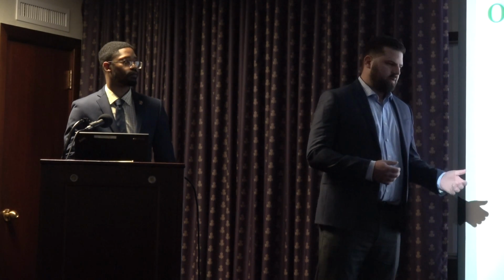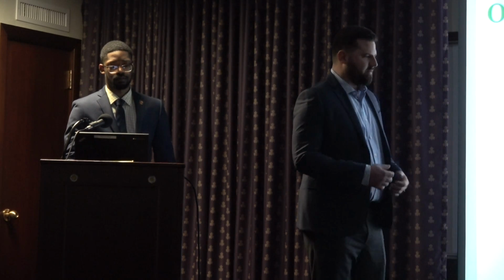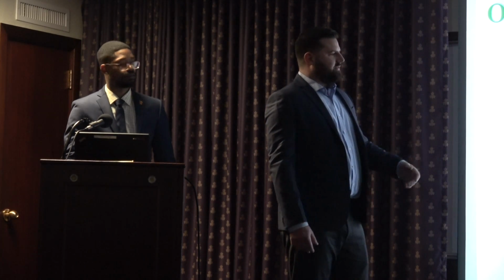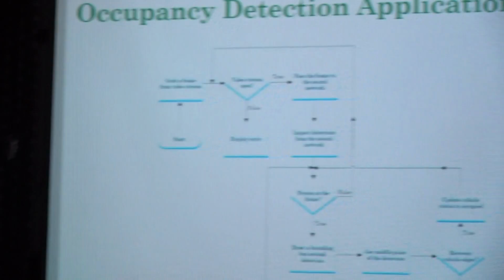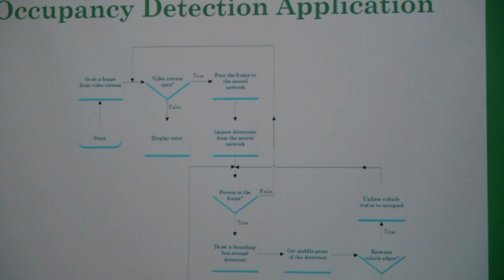based off the x and y coordinates, and we compare them with the edges of the defined cubicles. So that's how we determine if someone's in a cubicle or not, if the middle point is between the edges of the cubicle. At the end of the for loop, just before it goes back, it sends an update query with the statuses of all the new cubicles. And then after the for loop completes, it goes back to the beginning of the while loop where it gets another frame.